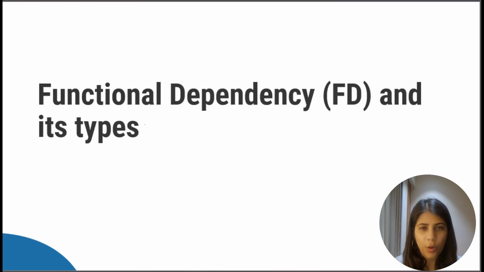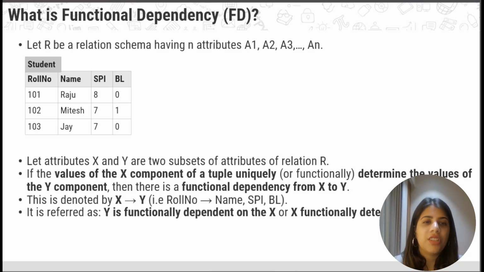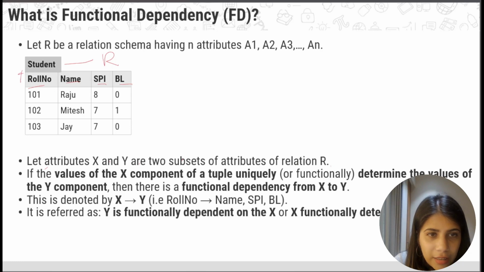अब ये functional dependency होता क्या है, पहले ये समझते हैं। जैसे कि यहाँ पे एक टेबल है, स्टूडेंट टेबल है। Let this table be R as a relation. So let R be relation schema having attributes A1, A2, A3 and so on. So this is A1, A2, A3, A4. So let attributes X and Y be two subsets of attributes of relation R. Let's say this is my X attribute and these are my Y attribute.